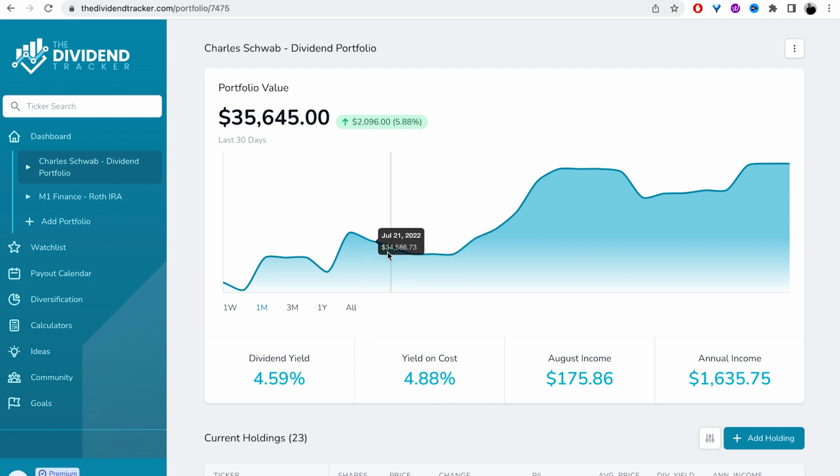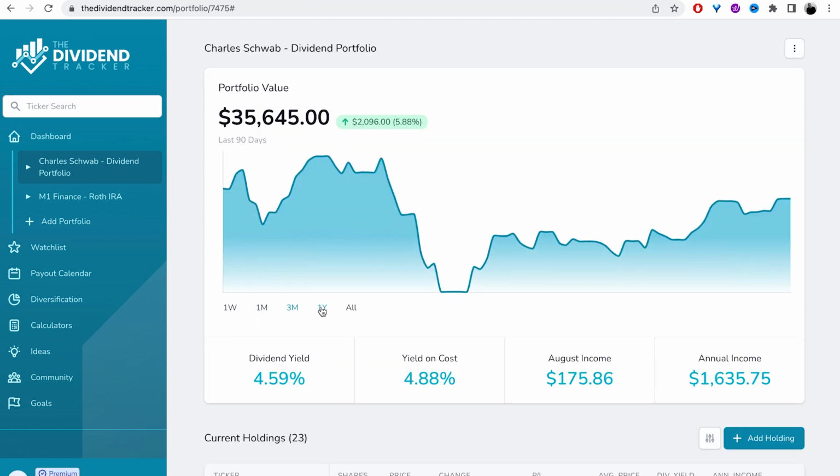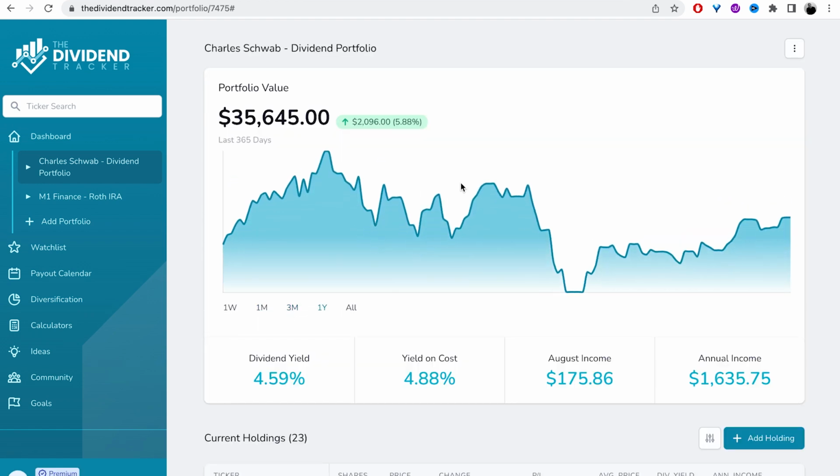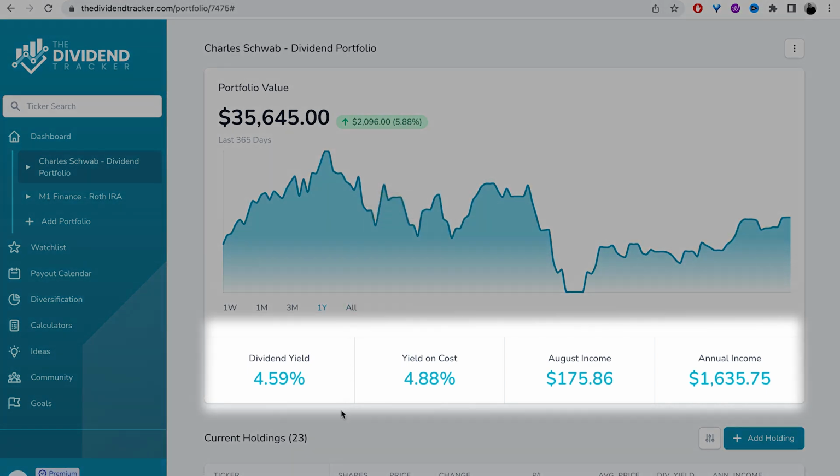And as you guys can see right here, the very first thing you'll notice that they have is a performance chart, which is super helpful. You can see it across all time periods, 1 month, 3 month, 1 year. And right here, front and center, it'll tell you some really essential stats for all of us dividend investors. We got our dividend yield, our yield on cost, our income for the current month, and then our total projected annual income. Super helpful, always like to see that front and center.